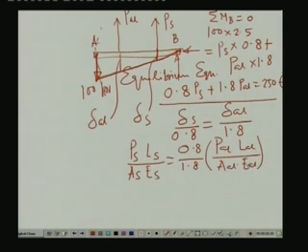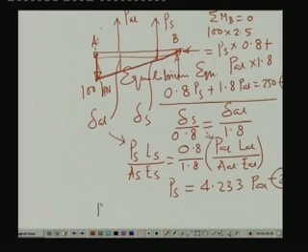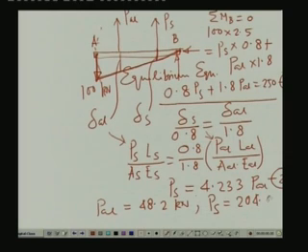And if we substitute these values, we get the relationship between the load P steel and the force P aluminum. Eventually, you will get P steel equal to 4.233 P aluminum. So, this is the second equation. Now from these two equations 1 and 2, we can solve for P steel and P aluminum, and if we substitute these values, we get P aluminum equal to 48.2 kilonewton, and thereby P steel is equal to 204.04 kilonewton.